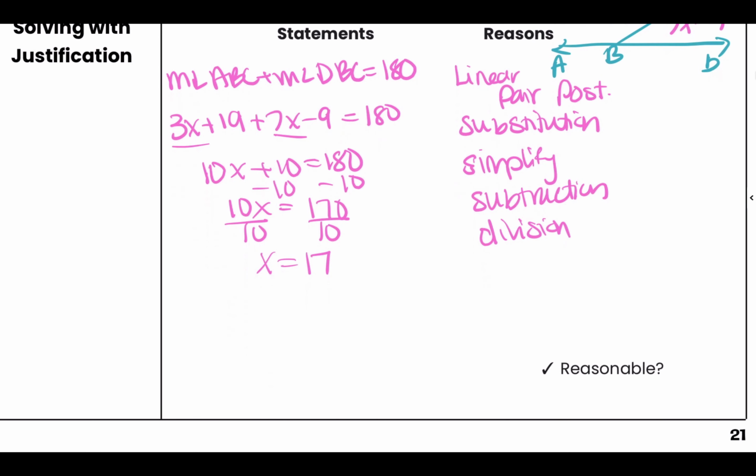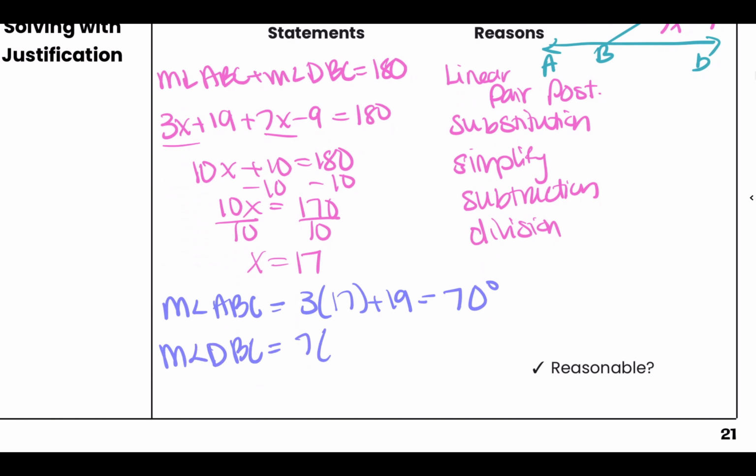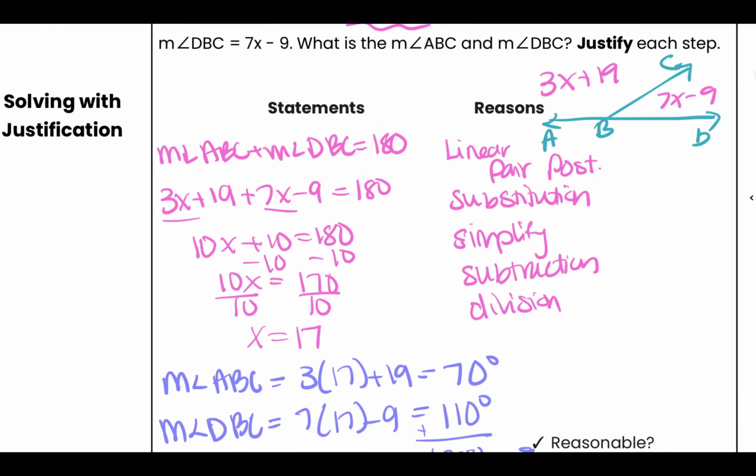So now we need to plug in to figure out our two angle measures. So the measure of angle ABC is 3 times 17 plus 19. So we get 70 degrees. And the measure of angle DBC is 7 times 17 minus 9, which is 110 degrees. So is this reasonable? Well, together they equal 180 degrees. So yes, it's reasonable. My picture's a little bit off though.